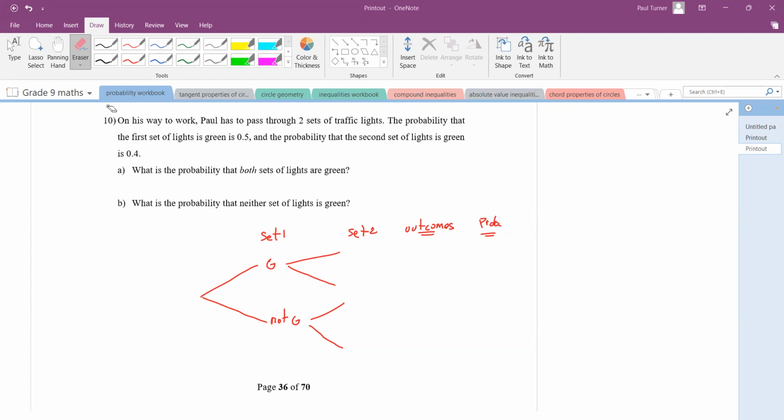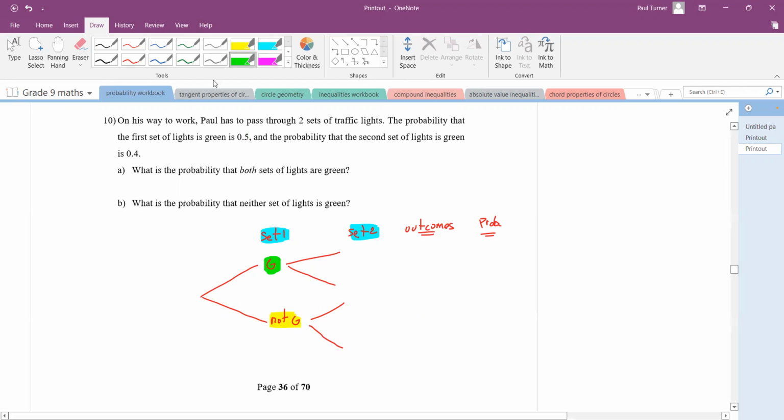So I've already drawn a part of a diagram here, a probability tree. And the first set of lights I put here as this column, and the second set is here, and we'll fill the rest in. So for green light here, and I'll mark that as not green. So we need to continue those letters in our diagram. So we're going to have green, not green, green, not green. And so we need to go back to the question to find the probabilities.